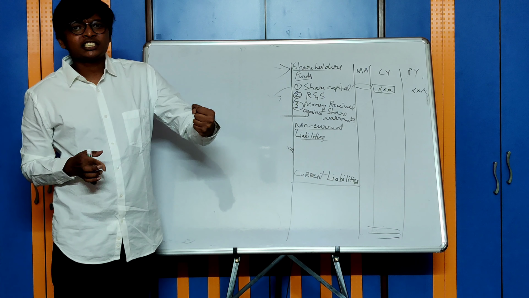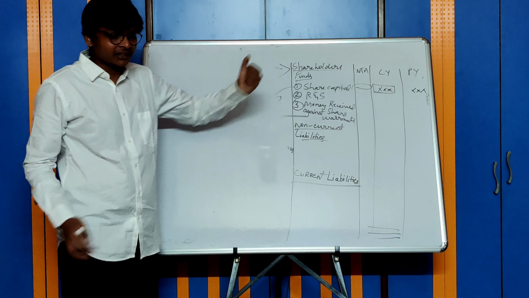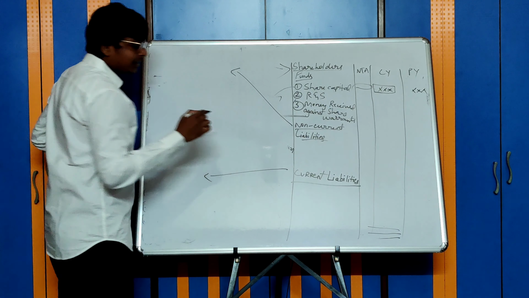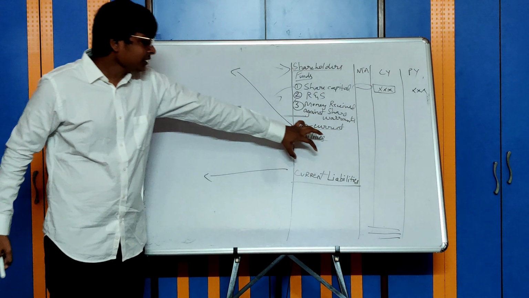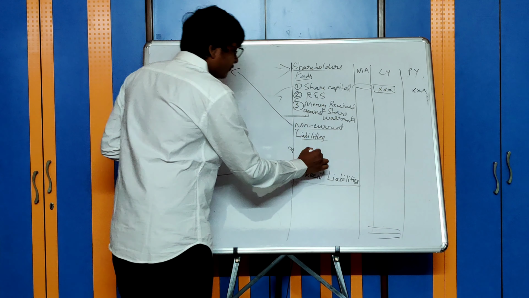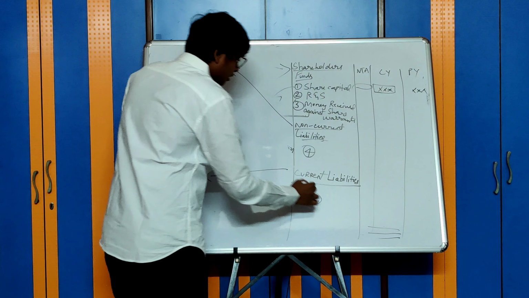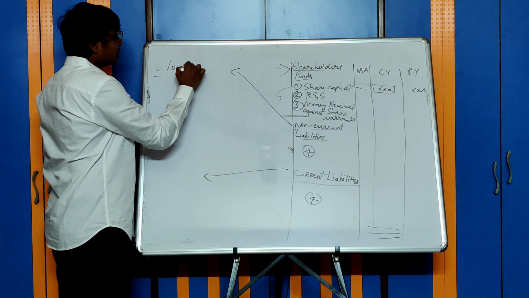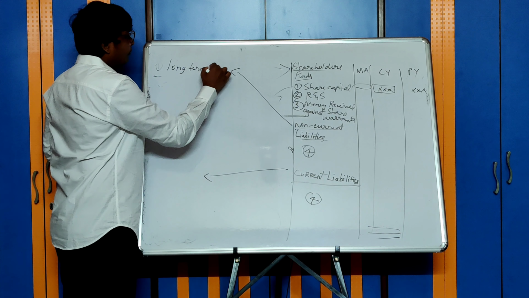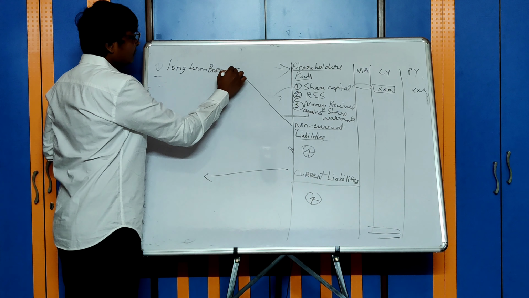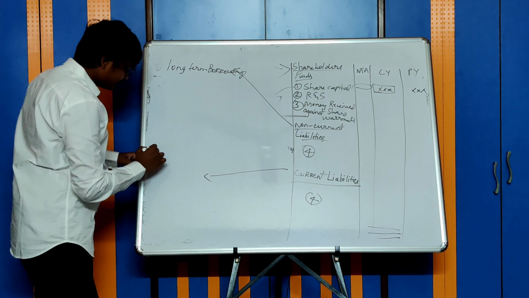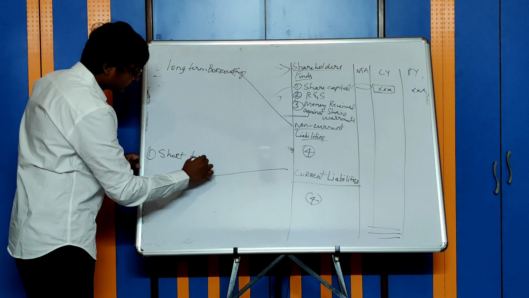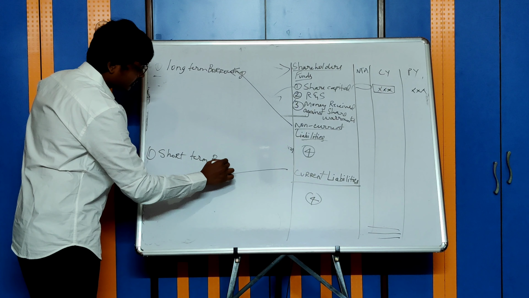In the previous section, we had discussed the shareholders' funds. Now let us see what are non-current liabilities and current liabilities. Non-current and current liabilities have 4 points each. The first item in non-current liabilities is long-term borrowings. And the first item in current liabilities is short-term borrowings.